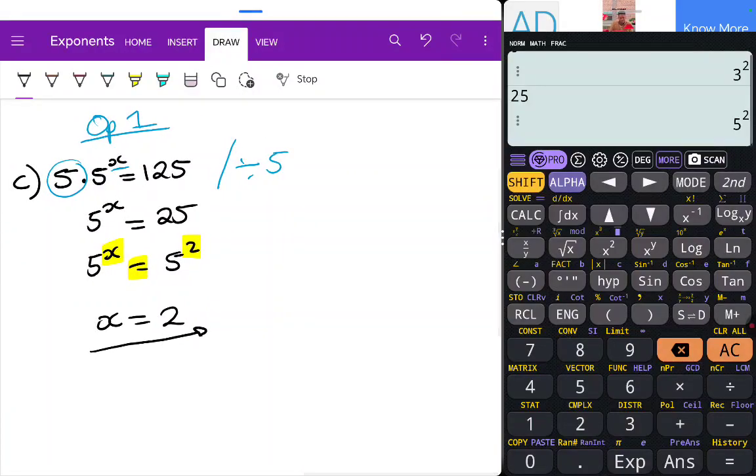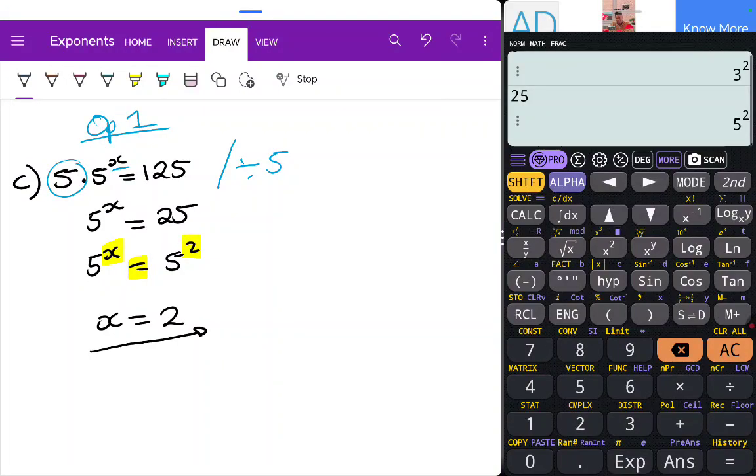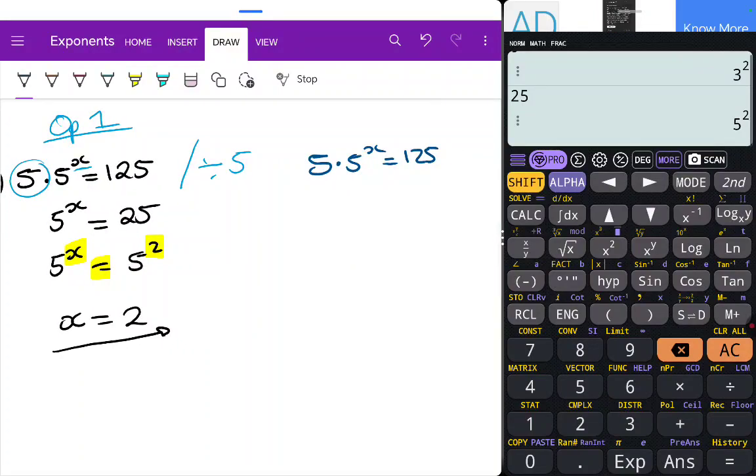Option number 2 is because 5 to the power of 1 times 5 to the power of x is a multiplication relationship, you can actually make them a string. So you can now say, okay, option number 2, 5 times 5^x equals 125 can become 5 to the power of 1 plus x. That's your string. And that is equal to 125.